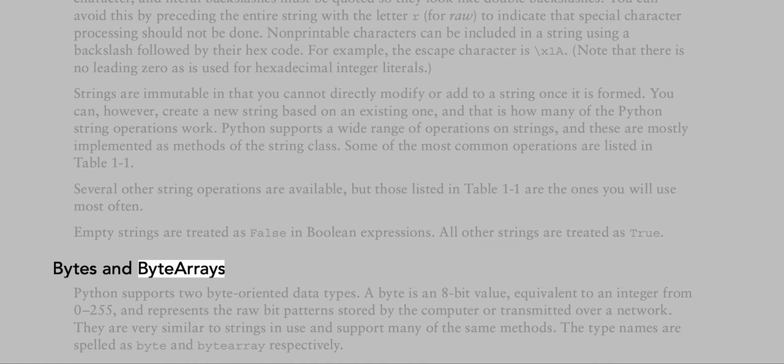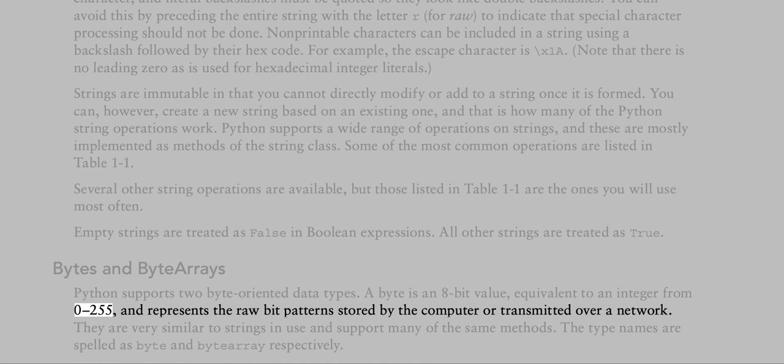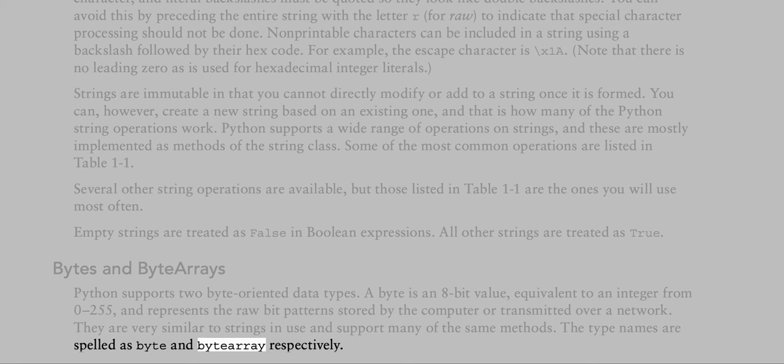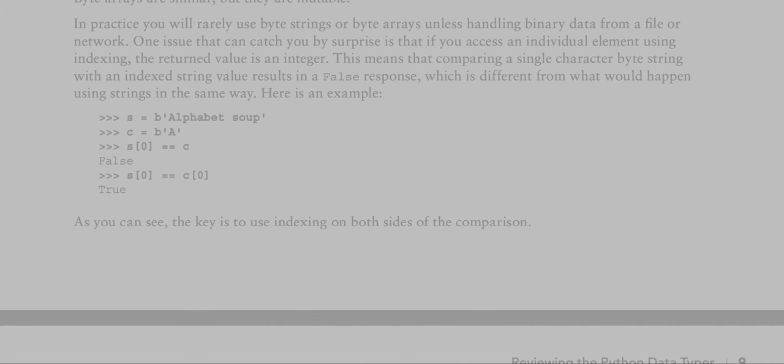Bytes and byte arrays. Python supports two byte-oriented data types. A byte is an 8-bit value, equivalent to an integer from 0 to 255, and represents the raw bit pattern stored by the computer or transmitted over a network. They are very similar to strings in use and support many of the same methods. The type names are spelled as bytes and bytearray respectively. Literal byte strings are represented in quotes preceded by the letter b. Byte strings are immutable. Byte arrays are similar, but they are mutable.